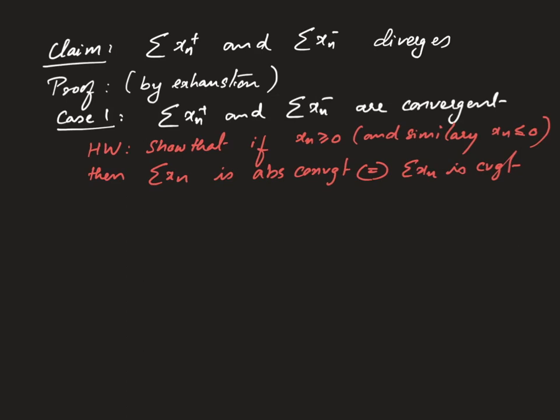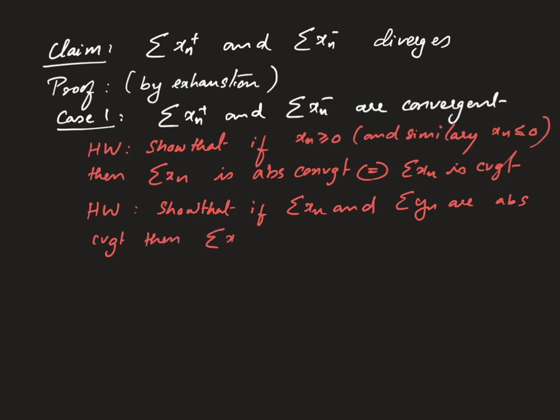then they will both be absolutely convergent. But we can show that if series x_n and series y_n are absolutely convergent, then series x_n plus y_n is absolutely convergent.